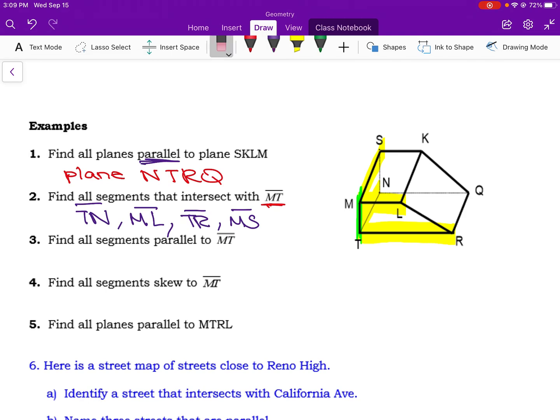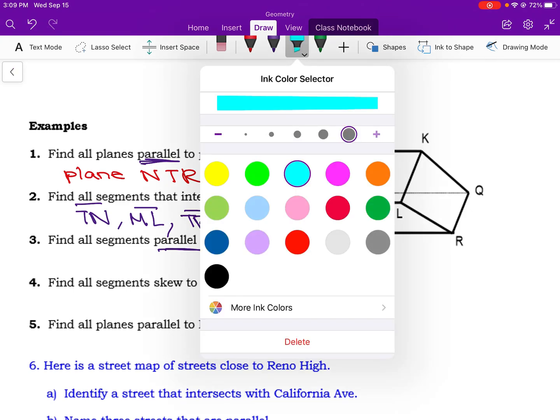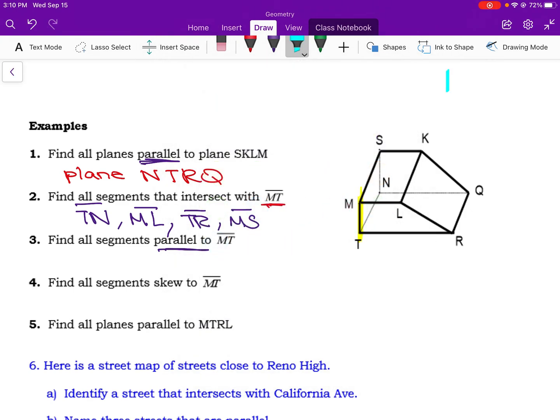And that would wrap up all of the points that are intersecting, or the line segments that are intersecting. The next one has us finding all of the segments that are parallel to line segment MT. So let's highlight this again. We're looking for all of the line segments that are parallel, meaning if we were to carry them out, they are never going to cross or meet or intersect.